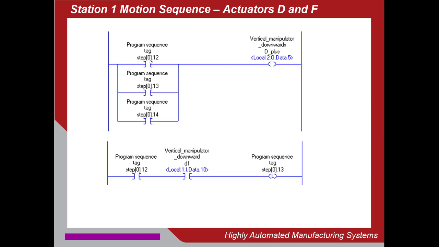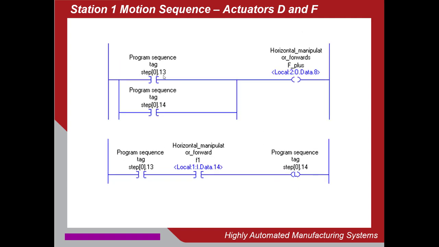What you see here is there are bits that are associated with various steps in the program. Right now, if this rung is on step 12, that thing that says step 12 is true. And what that does is it turns on D plus, which is the output that causes D to extend downward. Once it extends downward, the next line is waiting for the sensor D1, which senses that downward movement, before it goes to the next step, which is step 13.